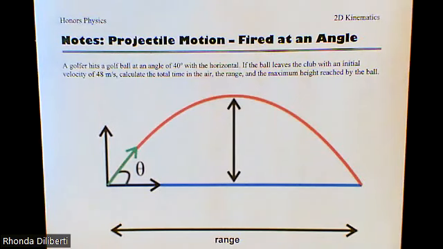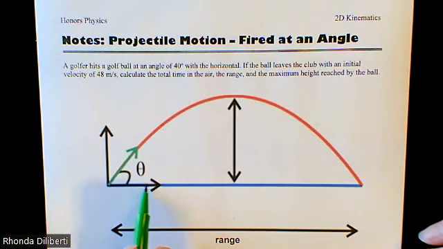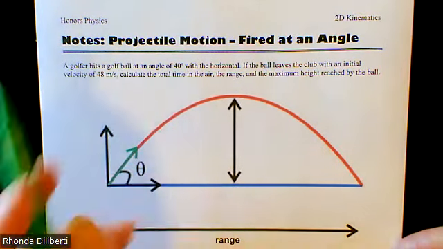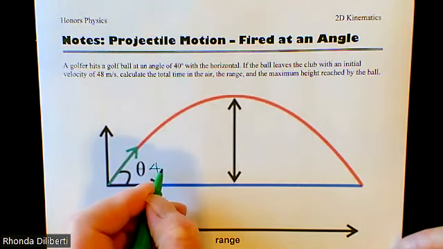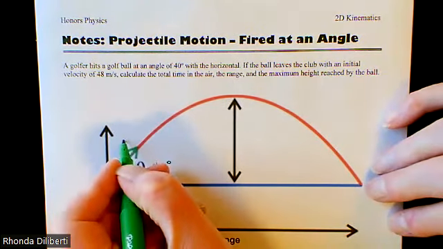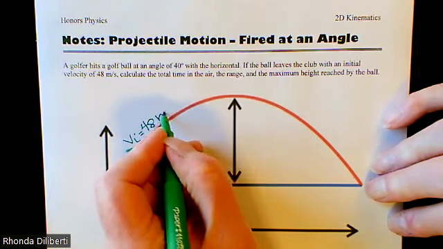Okay, in this set of notes, we are going to look at projectile motion, but this time fired at an angle. So we're going to pretend that this is the ground, and this is like a golf ball. A golfer hits a golf ball at an angle of 40 degrees. We're going to make this theta be 40 degrees with the horizontal, with the x-axis. If the ball leaves the club with an initial velocity of 48 meters per second, I'm going to write here the initial velocity is 48 meters per second.